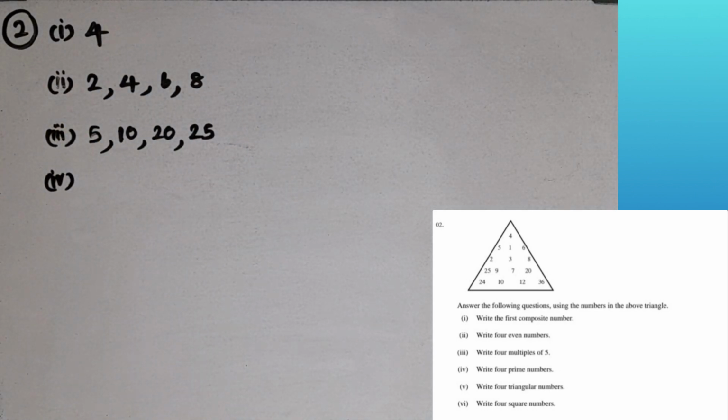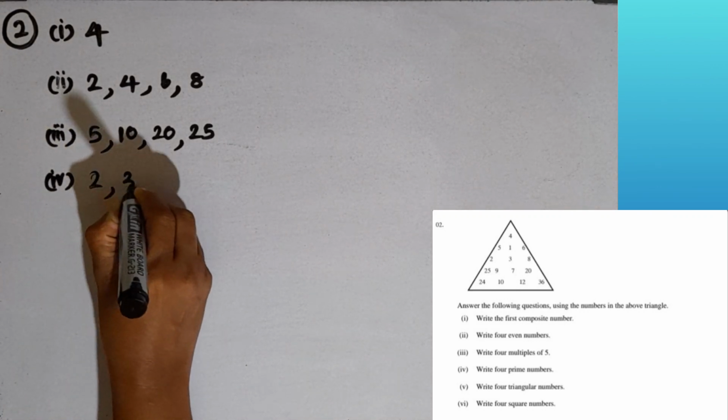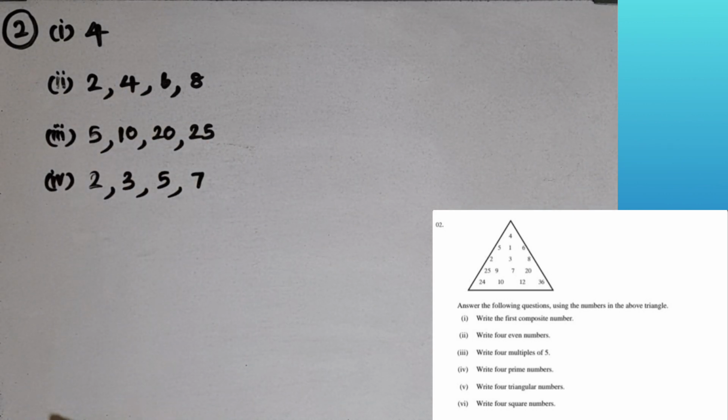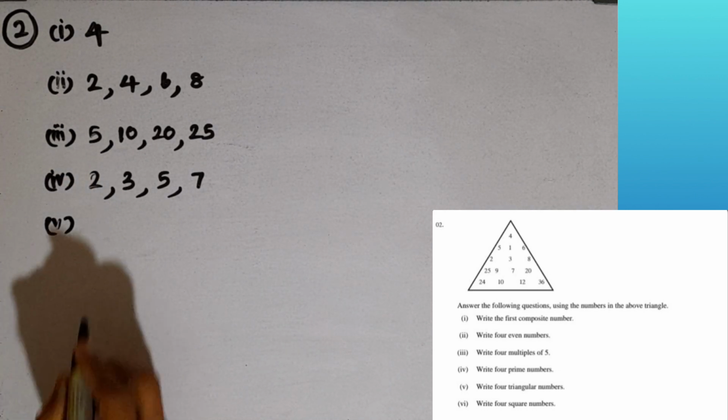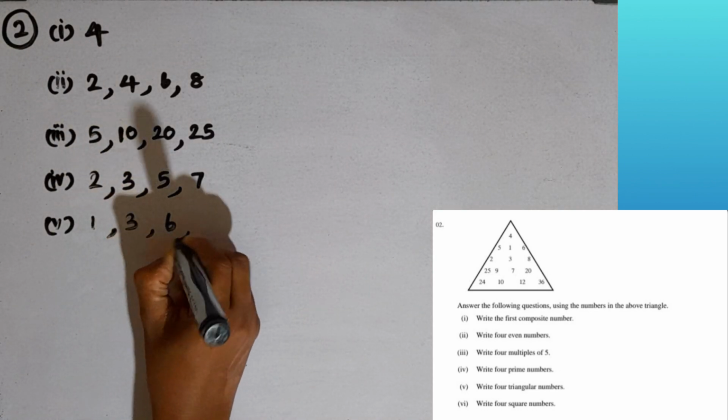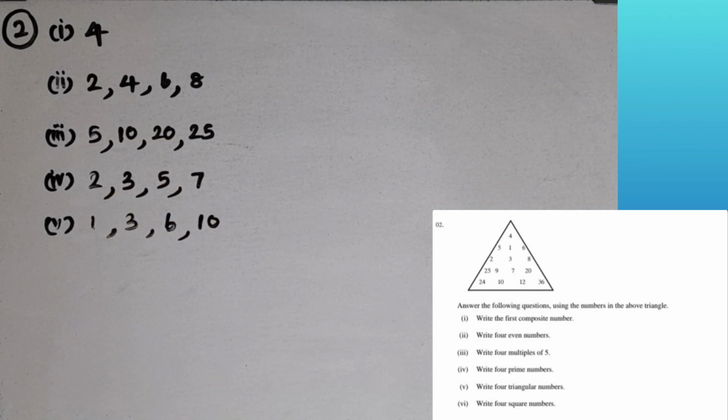Then part 4. Write 4 prime numbers. The first prime numbers we have are 2, 3. Then we have 5. Then 7. These are the only prime numbers we have here. Then question number 5. Write 4 triangular numbers. We have 1. Then 3 is also a triangular number. Then we have 6. Then we have 10. Then 15 we don't have in this one. These are the only ones. 36 we can take. 36 is a triangular number.